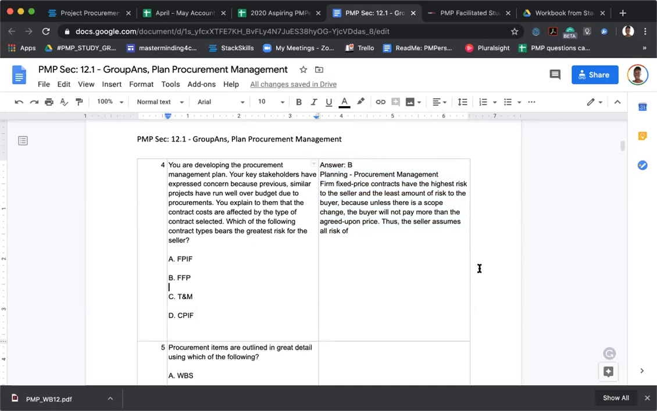Yeah, because if it goes up, then they're screwed. They've got to pay more money. Exactly. That's how I'm seeing it. Like, this is the firm price. That's my terminology.